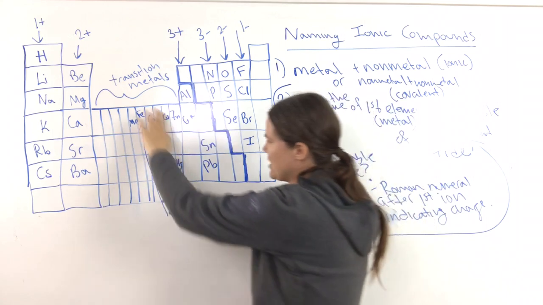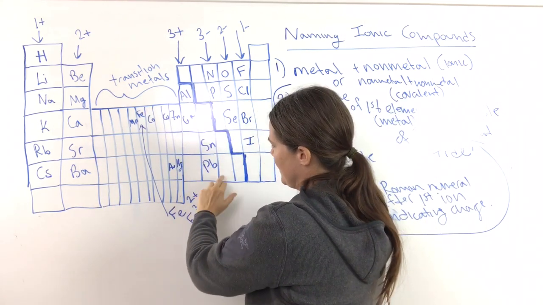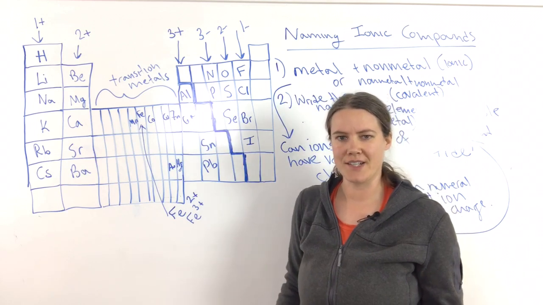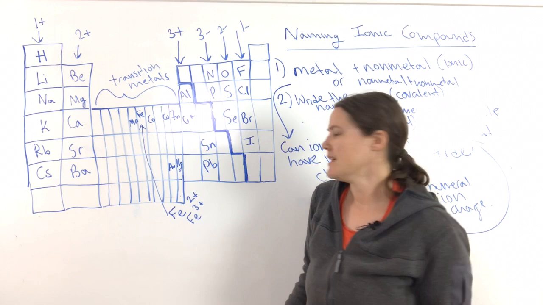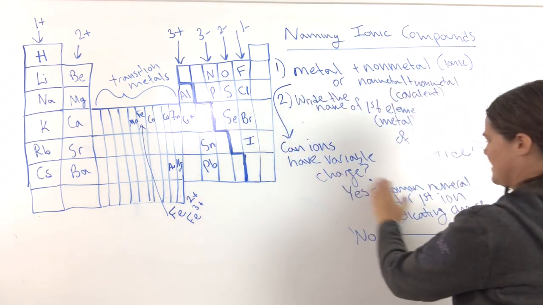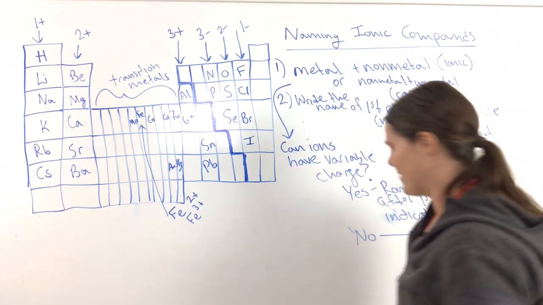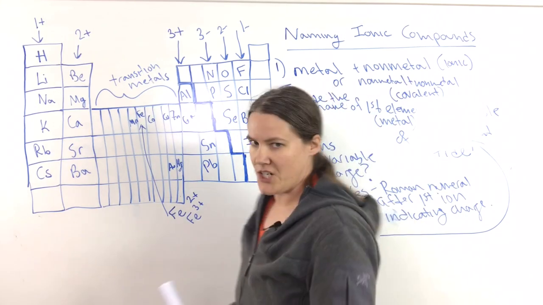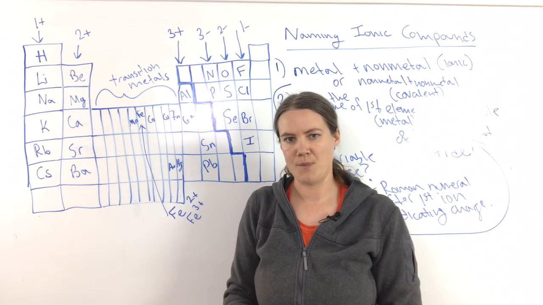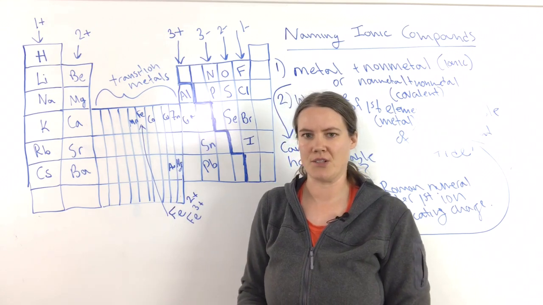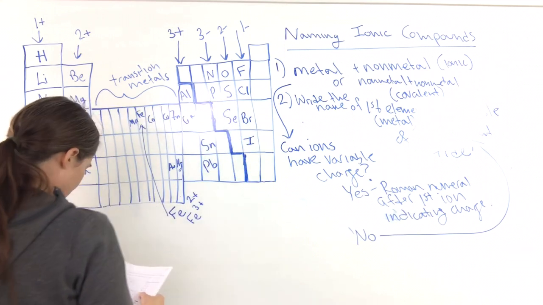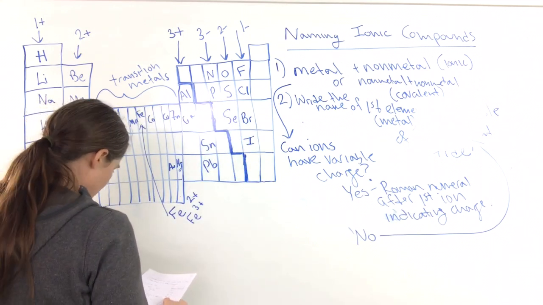If you have a transition metal, or if you have tin or lead, it's very likely that you have an ion that forms variable charges. So then you need to use this Roman numeral after the first ion. If you're not sure, you can always look it up and see if what you're dealing with forms a variable charge.